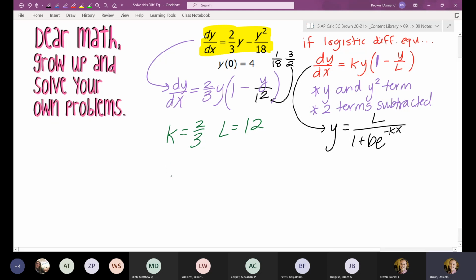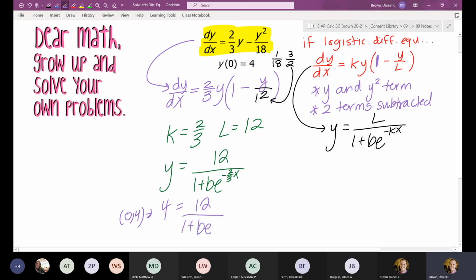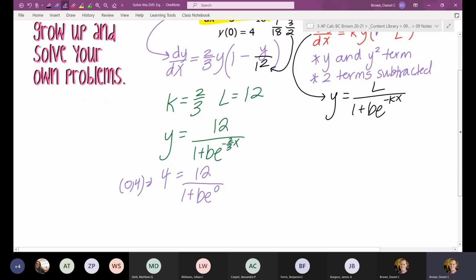So I'm going to go ahead and plug into that equation. So I have y is equal to L over 1 plus b, which we'll need to find, e to the negative kx. And now we just want to find b. Go ahead and use our initial condition. Y is 4 when x is 0. So I have 4 is equal to 12 over 1 plus b e to the negative 2/3 times 0, which is 0. What's e to the 0th power? 1. So don't make this math harder than it needs to be.